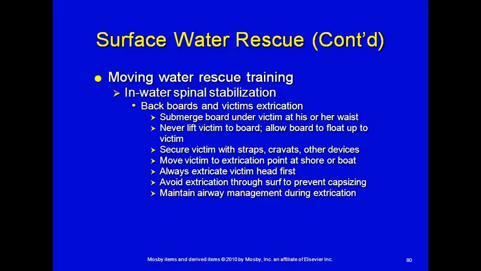so that their feet don't come out of the water first, and they're tipped upside down, allowing water, or allowing their blood to rush to their head, that sort of thing. Avoid extrication through surf to prevent capsizing, and when they talk about maintaining airway management during extrication, granted, if the patient is unresponsive, you've got to keep their airway open just like you would any other sort of rescue. But particularly in cases of drowning, we want to ventilate these patients as soon as we possibly can. So that would require us to start performing ventilation while the patient is still in the water while we're trying to extricate him.